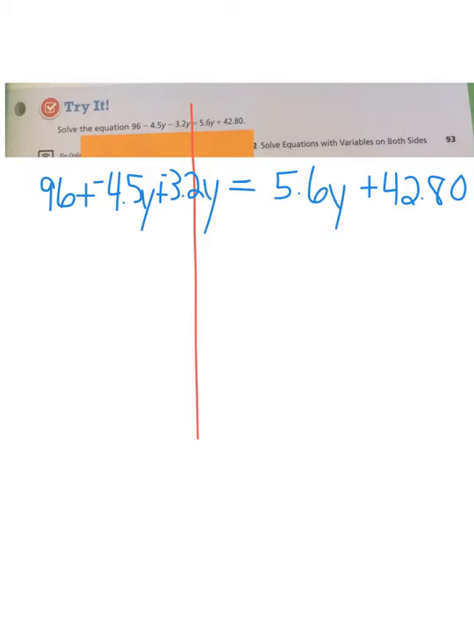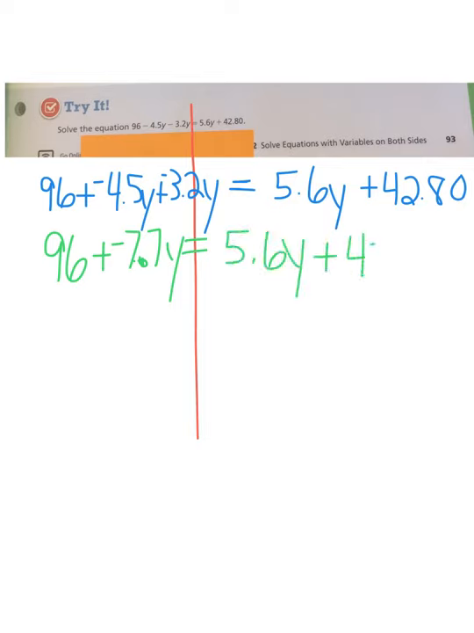So I have a negative 4.5y and a negative 3.2y, and that would get us a negative 7.7y. So we went ahead and combined those like terms. Do I have any like terms on the other side of my problem? No. So just bring the problem down.